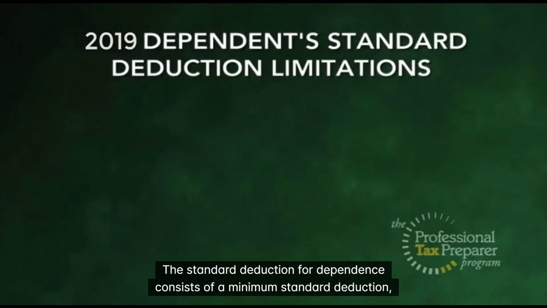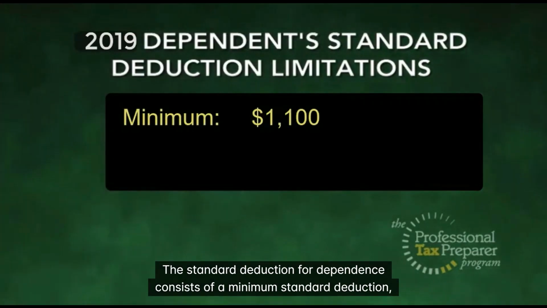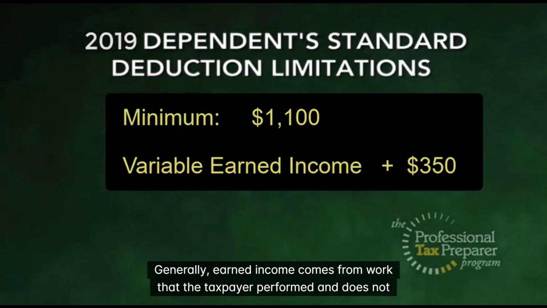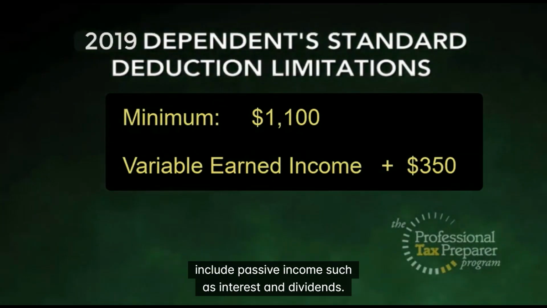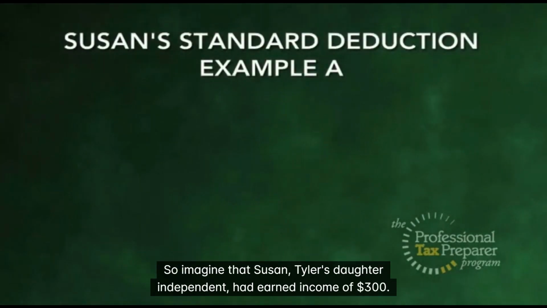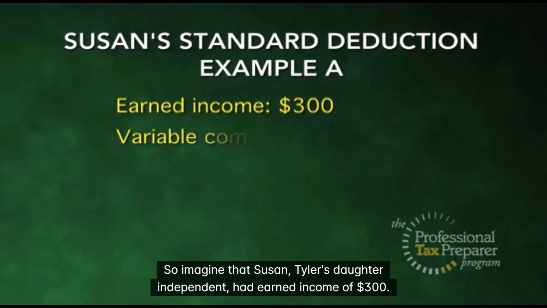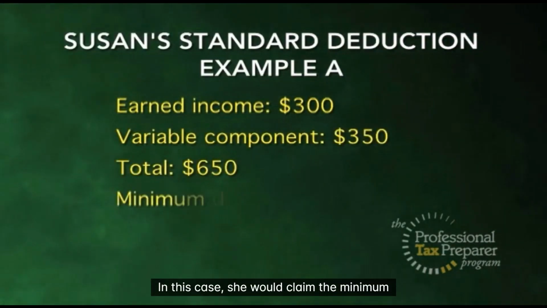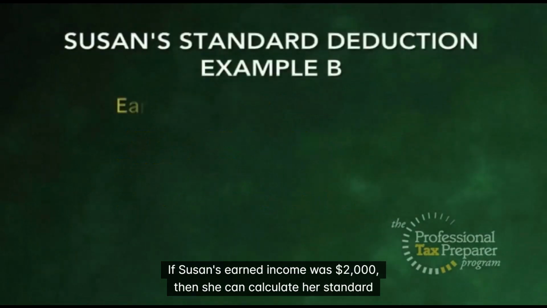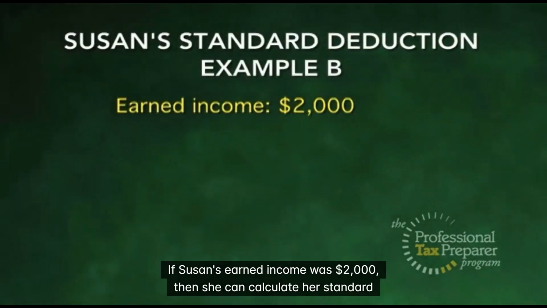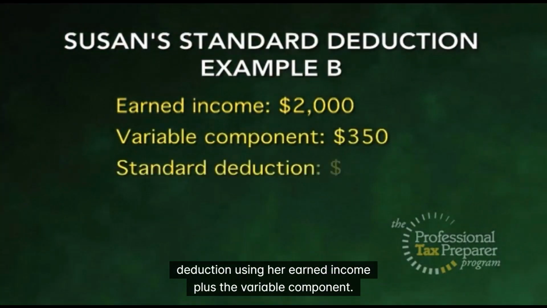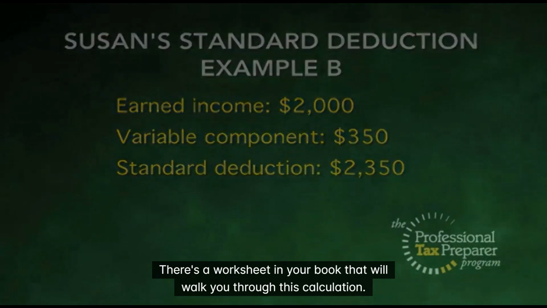The standard deduction for dependents consists of a minimum standard deduction or a variable component based on earned income. Generally, earned income comes from work that the taxpayer performed and does not include passive income, such as interest and dividends. So, imagine that Susan, Tyler's daughter and dependent, had earned income of $300. In this case, she would claim the minimum standard deduction because it's larger than the total of her earned income. If Susan's earned income was $2,000, then she can calculate her standard deduction using her earned income plus the variable component. There's a worksheet in your book that will walk you through this calculation.